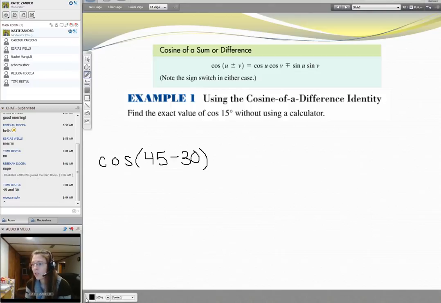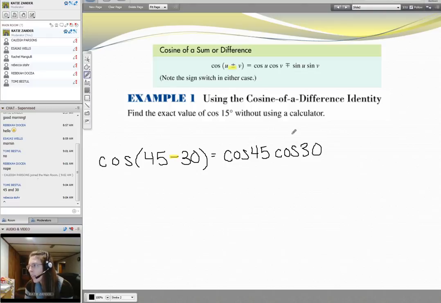All right, we can use the cosine of the difference identity here in order to calculate this now. So notice with this formula that you have cosine of u plus or minus v. So technically you can do a plus sign in here or you can do a minus sign in here. With our example, we're doing the minus sign. Okay. So since we're doing the minus sign, I'm going to go ahead and copy down my formula. I would do cosine of 45 times cosine of 30.